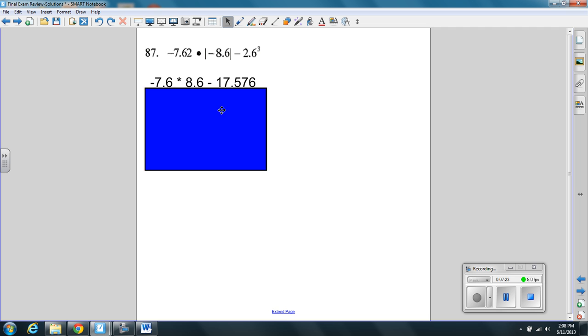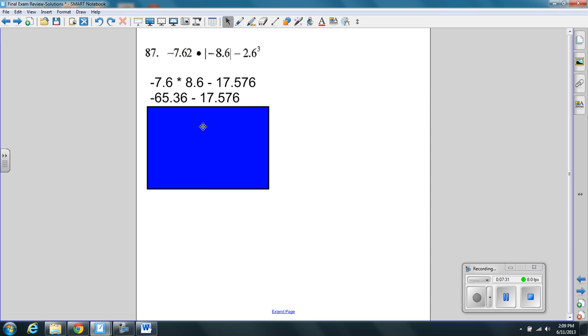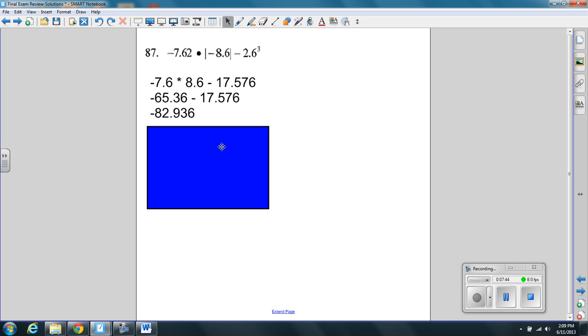Next, we're going to multiply these two numbers. What's a negative times a positive? We get negative 65.36. And in this problem here now, both signs are negative, so let's add them, keep negative. And we get a final answer of negative 82.936.